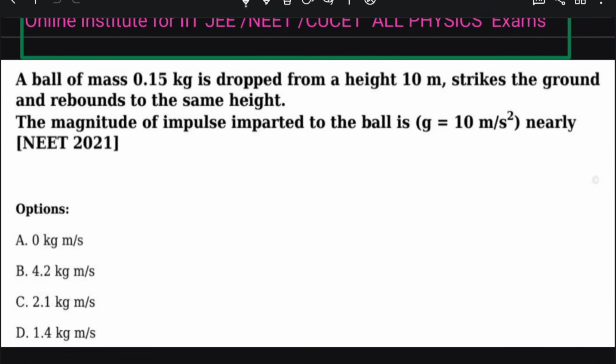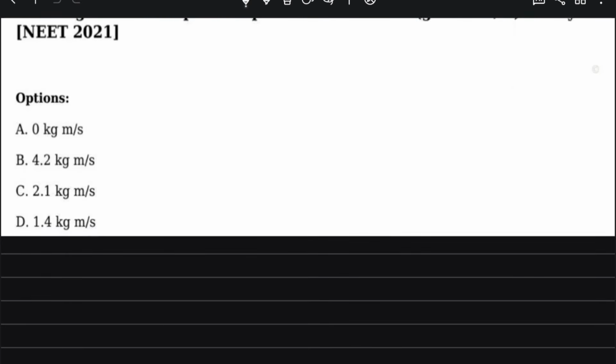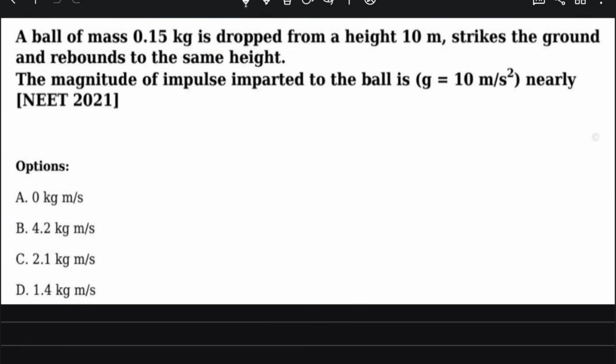This is 2021. A ball of mass 0.15 kg is dropped from a height of 10 meter, strikes the ground and rebounds to the same height. The magnitude of impulse imparted to it.